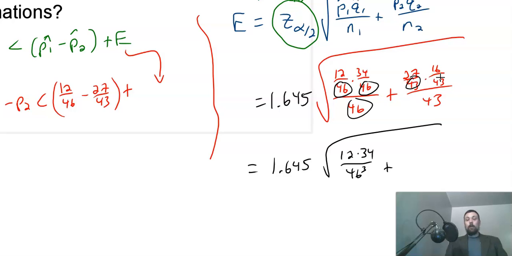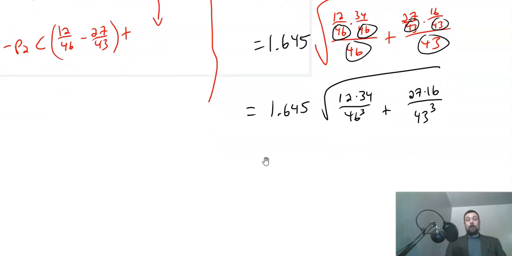We can do the same thing here. 43, 43, 43, all multiplied together is 43 to the 3rd power. On top, we'll still have 27 times 16. And I think it makes it easier to do the computation if you rewrite it in that form. All right, so we're going to have 1.645 times the square root of 12 times 34. I don't think you need parentheses in this case, but it wouldn't hurt if you wanted to put parentheses around the 12 and the 34 to indicate that's the numerator for the first fraction, and also put parentheses around the 27 and the 16. But I think order of operation will manage it just fine for us.